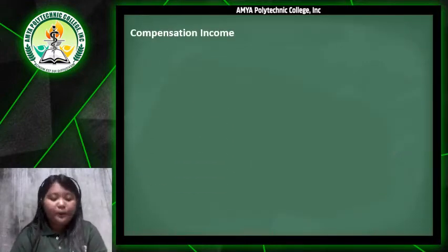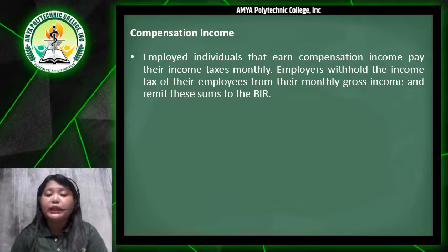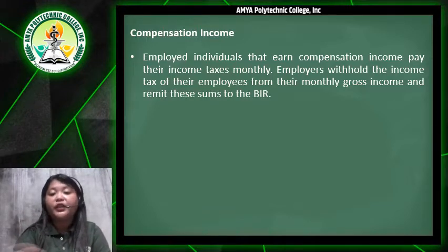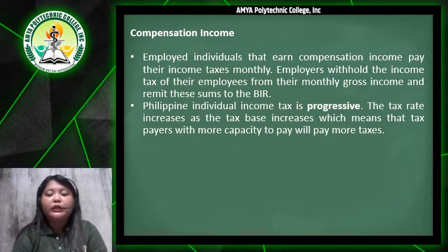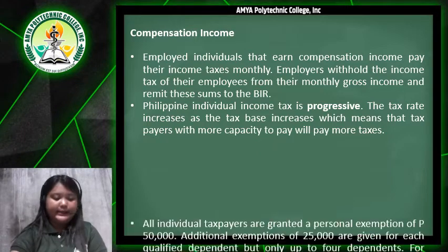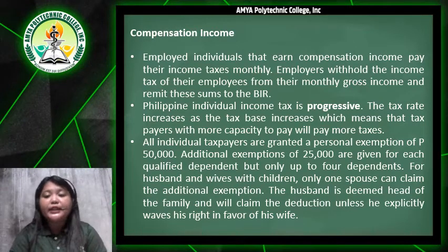Next, we also have the compensation income. So, employed individuals that earn compensation income pay their income taxes monthly. So, employers withhold the income tax of their employees from their monthly gross income and remit these sums to the BIR, or the Bureau of Internal Revenue. So, Philippine individual income tax is progressive. So, the tax rate increases as the tax base increases, which means that taxpayers with more capacity to pay will pay more taxes.